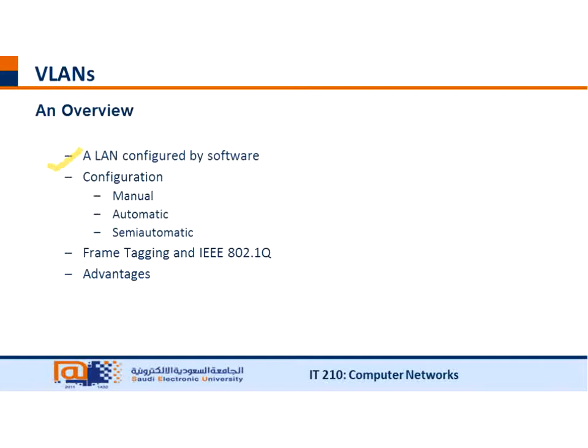So we can see that VLAN defines broadcast domain, and VLANs group stations belonging to one or more physical LANs into broadcast domains. So the stations in a virtual LAN communicate with one another as though they belong to a physical segment.